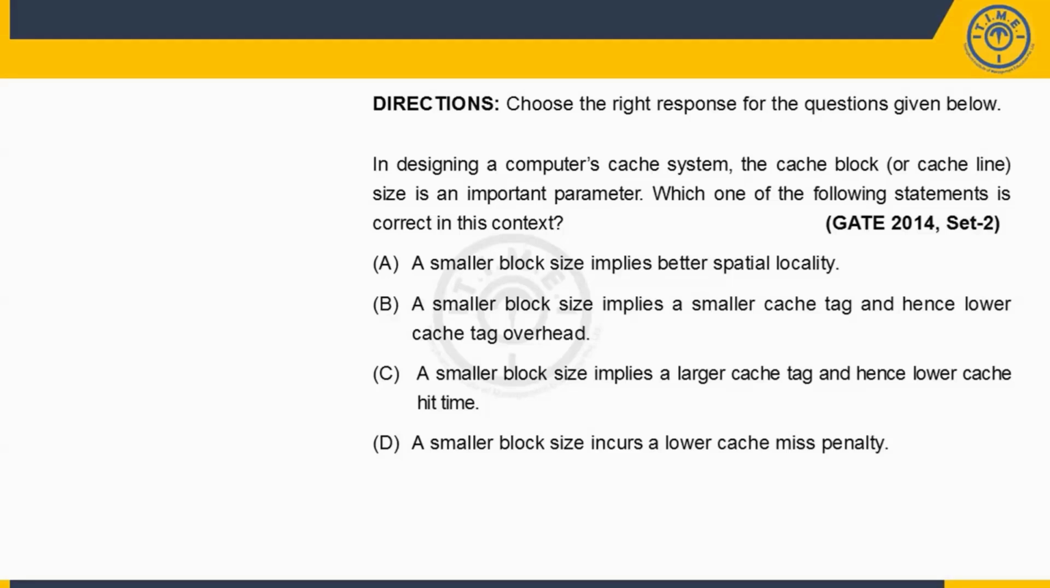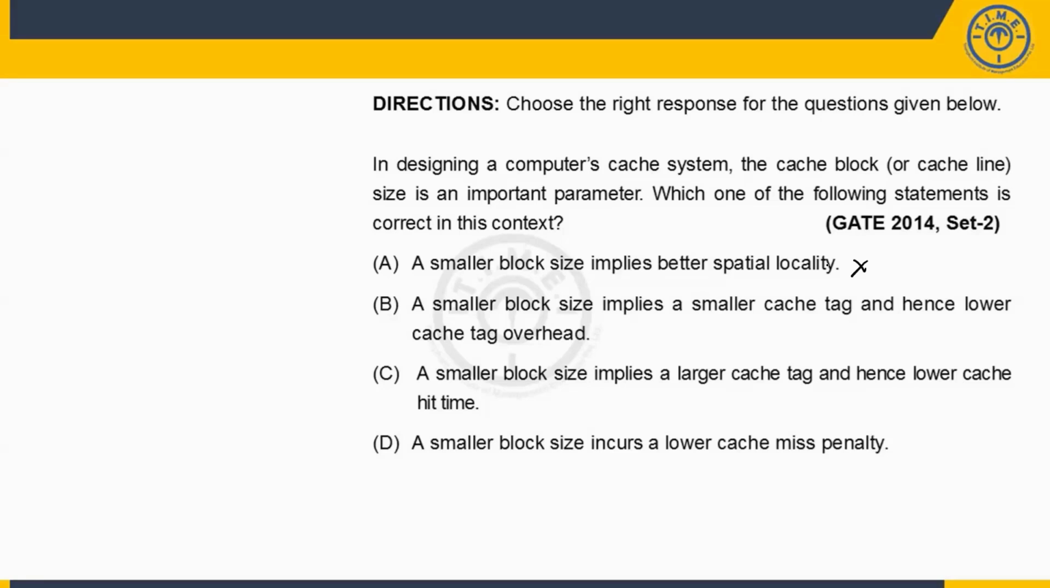Option C, sir. Option D is the correct option. Option D is the right option. Anyhow, I will tell you. The first one will directly be ruled out because spatial locality is directly proportional to the block size. The larger the block size, the more the spatial locality; the smaller the block size, the less the spatial locality.